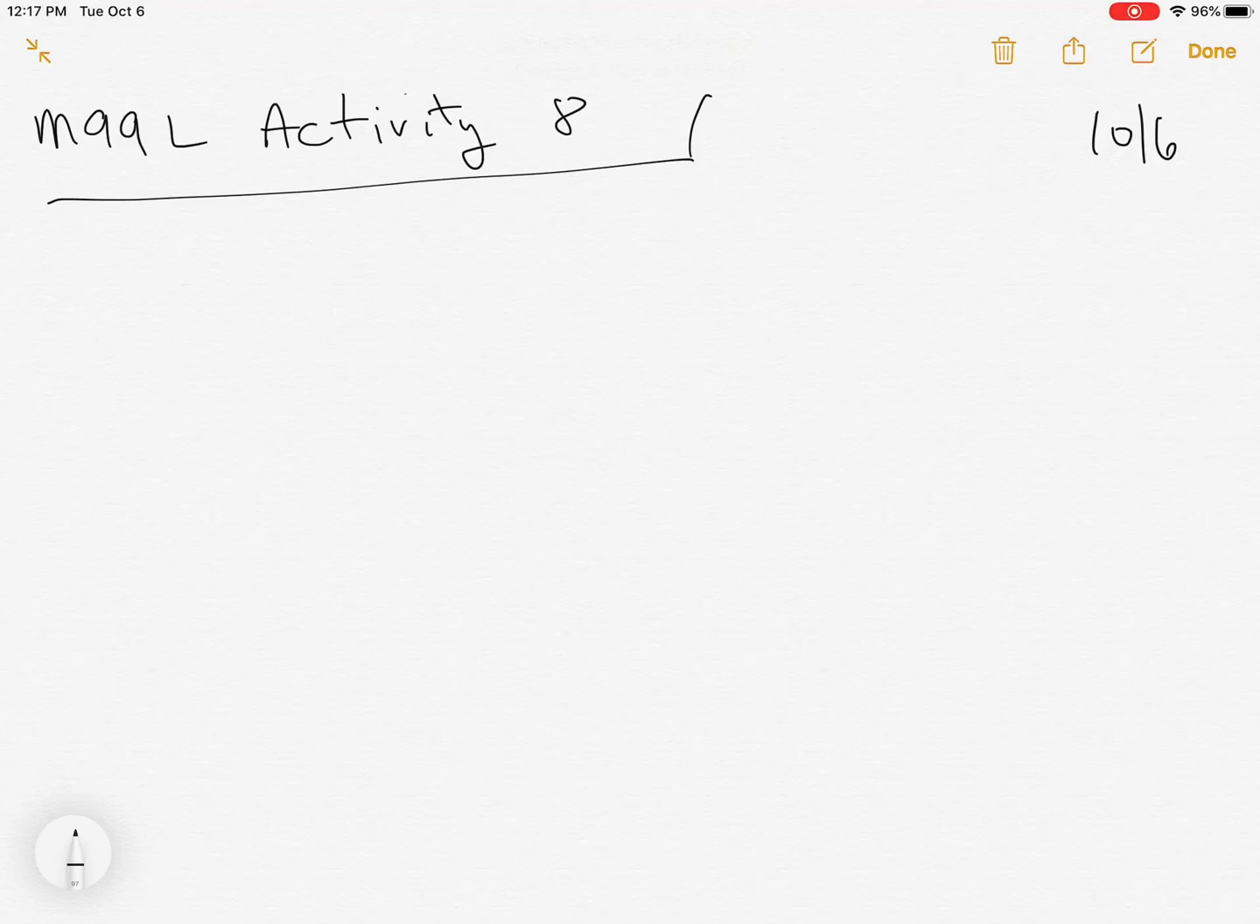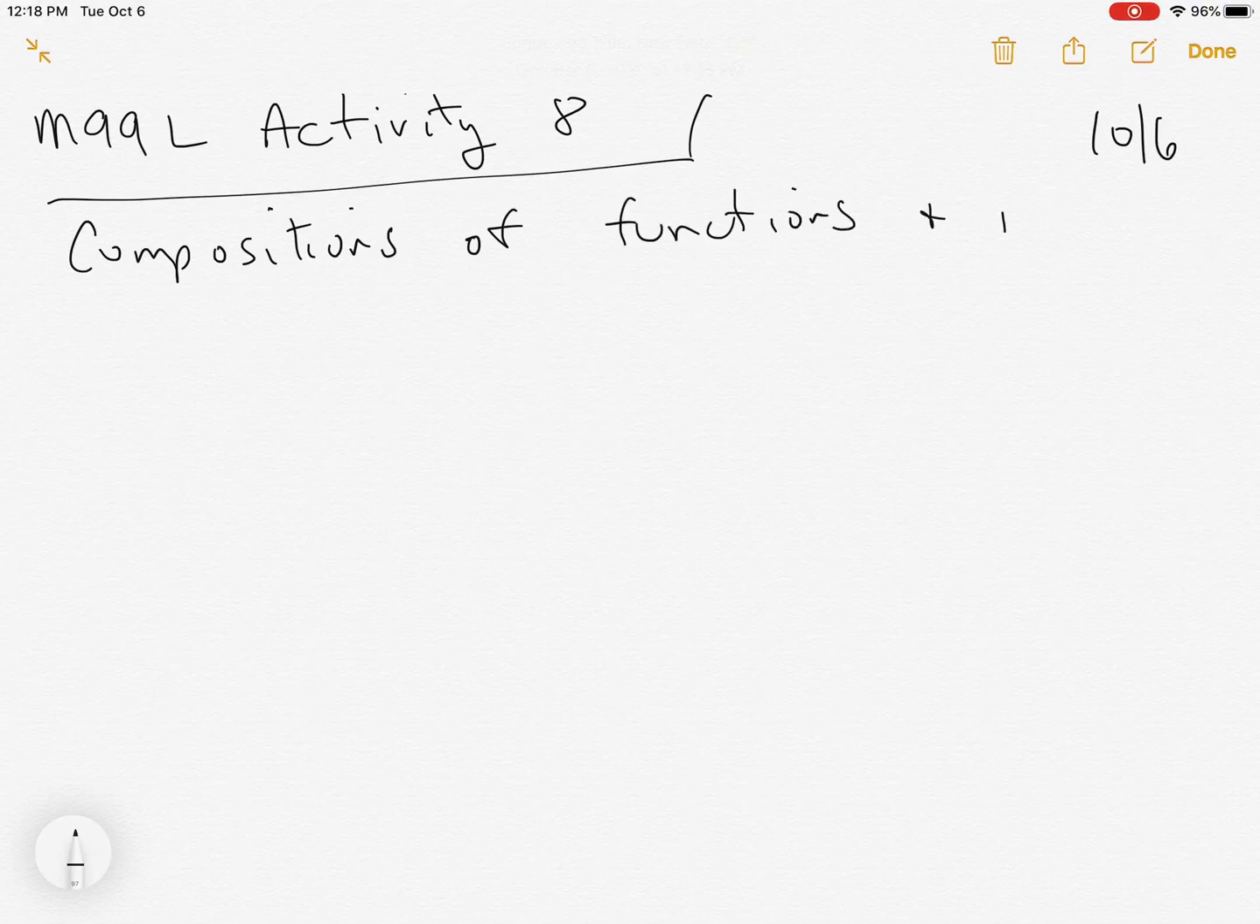Okay, here we are doing activity 8 on October 6th, Tuesday. I'm going to make this short because I wanted to get this out about an hour ago, and I want to give you plenty of time to work on this. So we're looking at compositions of functions and domains. Now I know you're working on this in class, so we're just going to do a whole bunch of problems. I'll run through the first round and then leave the rest up to you.